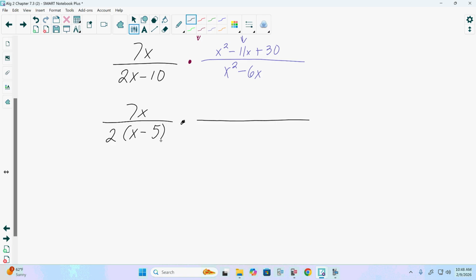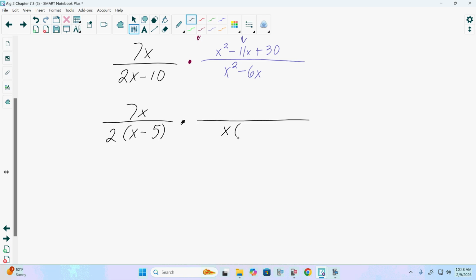Questions on how we factor the first fraction? Now, when we look at the second one, we have x squared minus 11x plus 30 on top, x squared minus 6x on bottom. So we can pick which one of these two we want to work with. Now, the x squared minus 6x has two terms, and again, we want to look for greatest common factor first. Is there a greatest common factor between x squared and 6x? Well, yeah, so it would be x. Now, because x squared does not have a number in front of it other than 1, there's no number to take out, so we can only factor out the x.